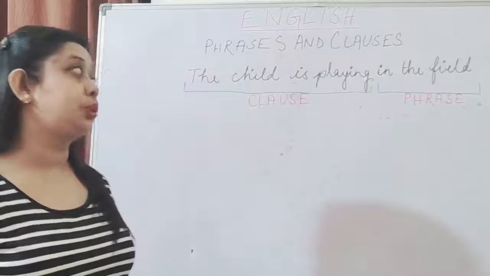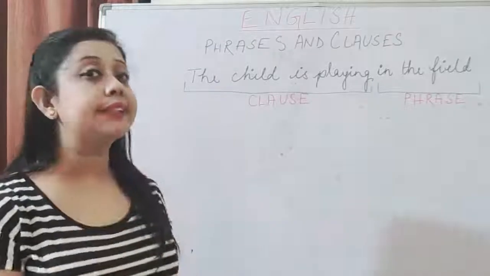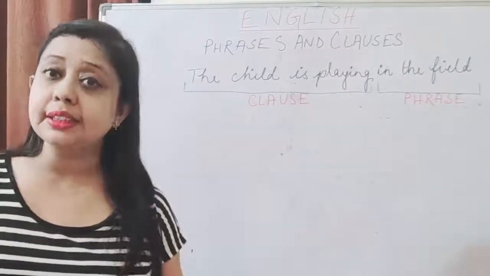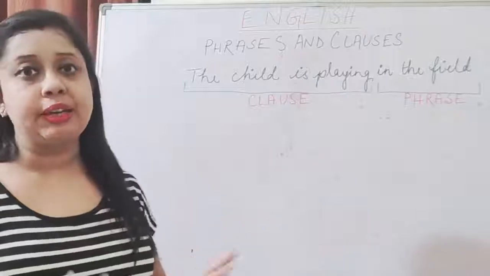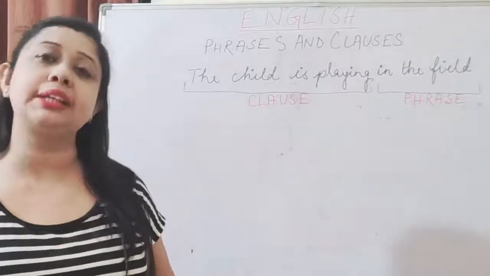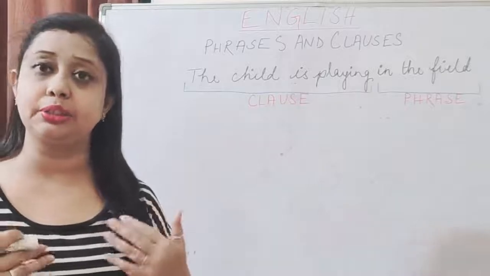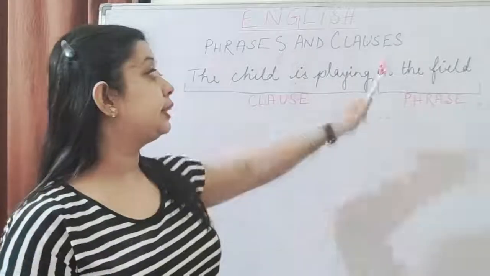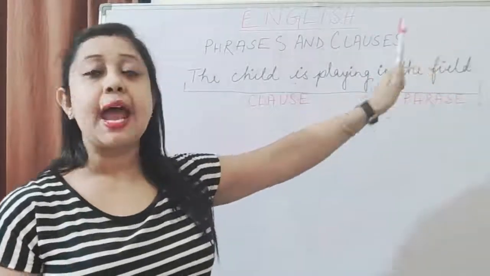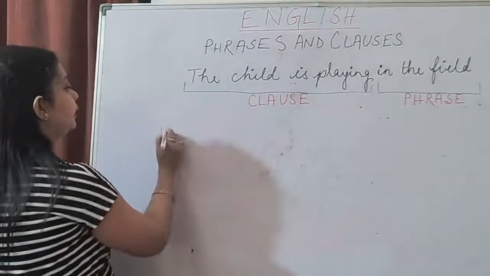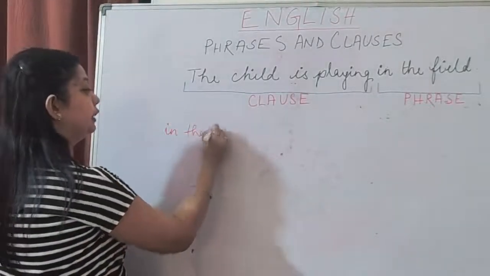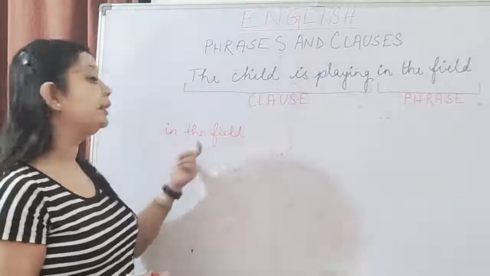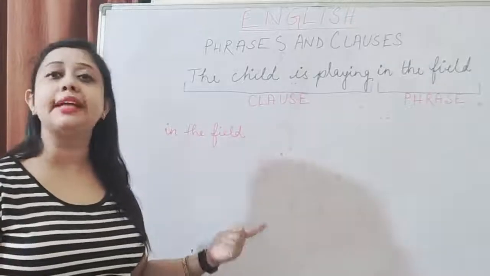Now, if I want to find out the clause and the phrase in this sentence, what do I need to see? Which part is dependent on the other? If I find one part which is dependent on the other, that means I shall be able to find out the phrase. So here, the child is playing in the field. If I just take this part, in the field, and write it over here, it's not clear to us. Simply if I write in the field, then nobody will understand its meaning.